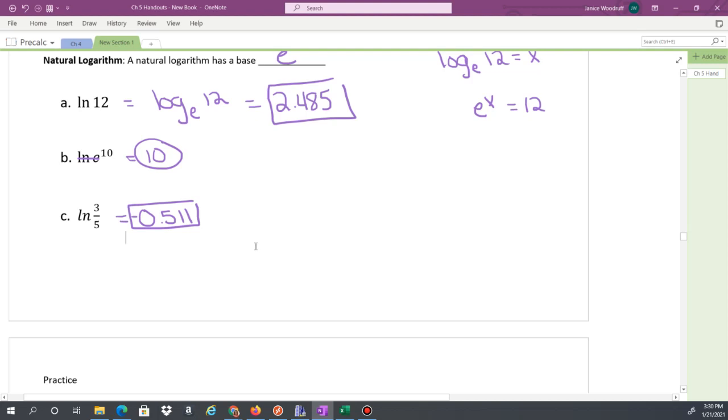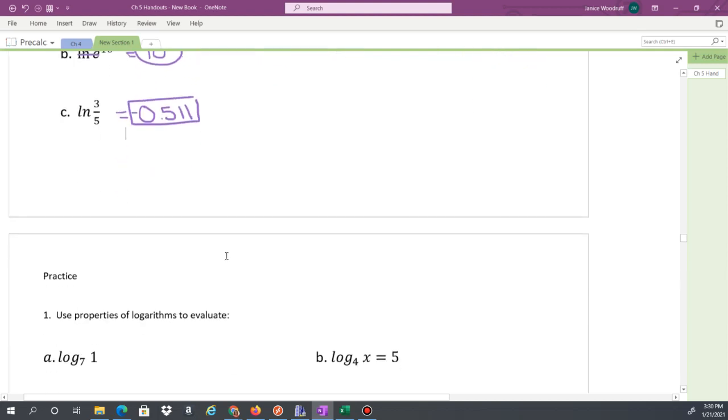So what I want you to do now is pause the video and then go in and do these practice problems. When you're finished with them, press play, and I will go over the practice problems.